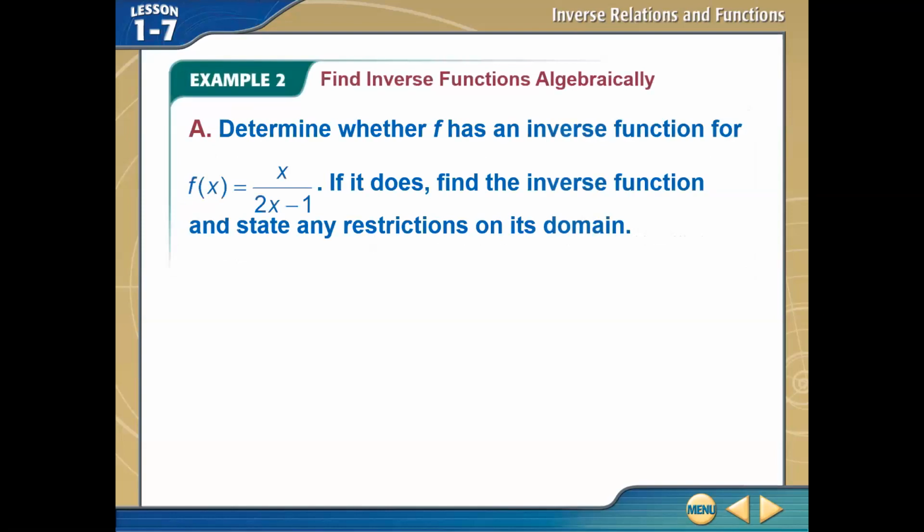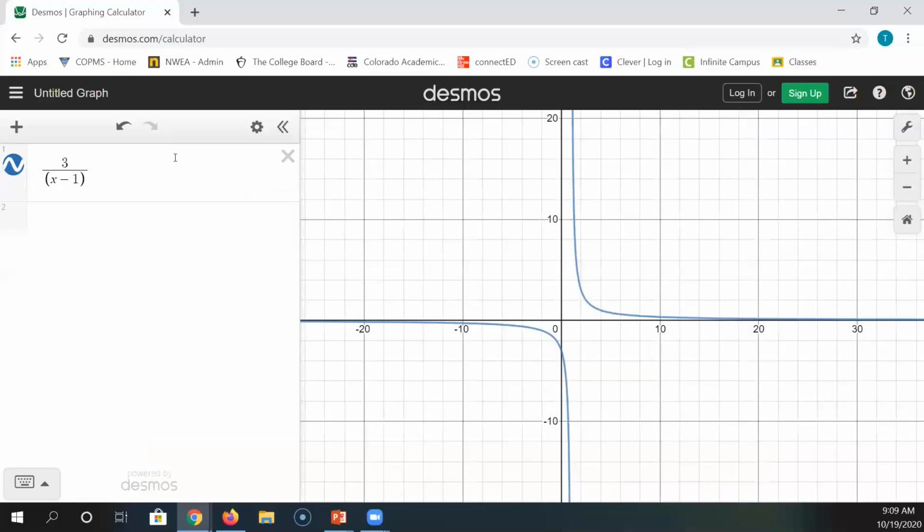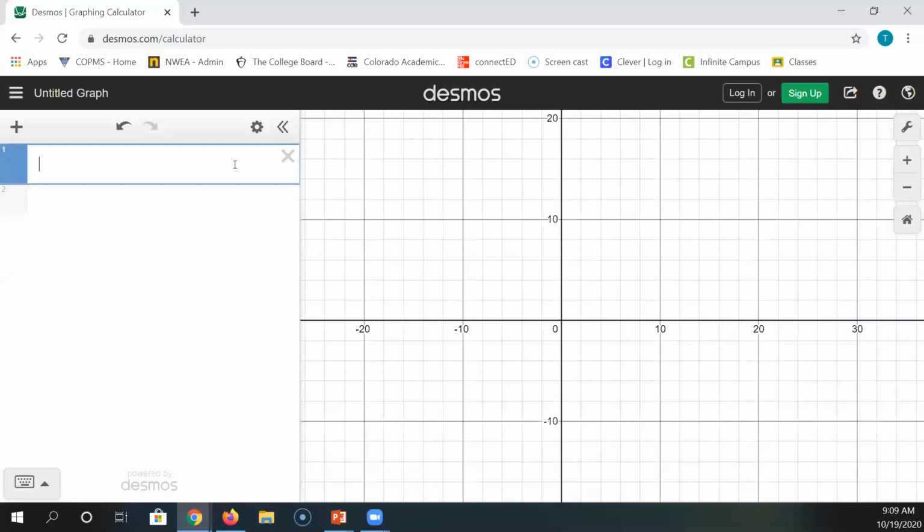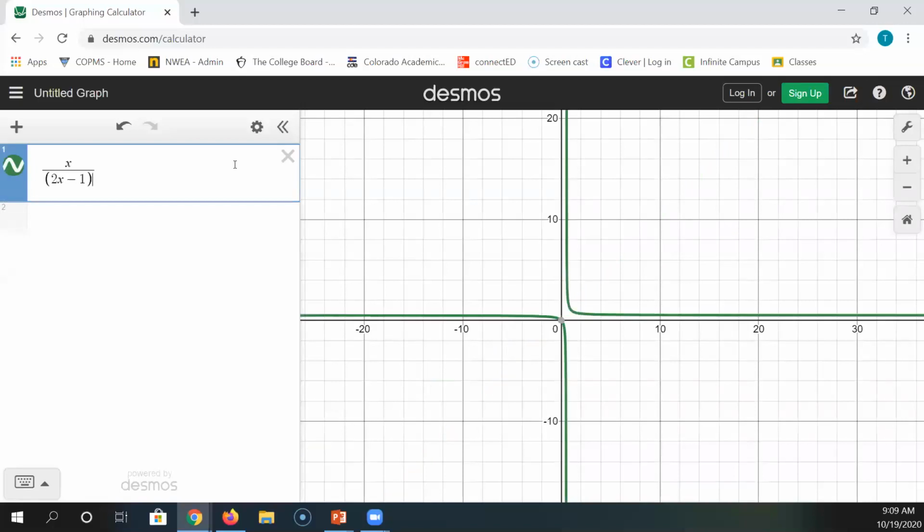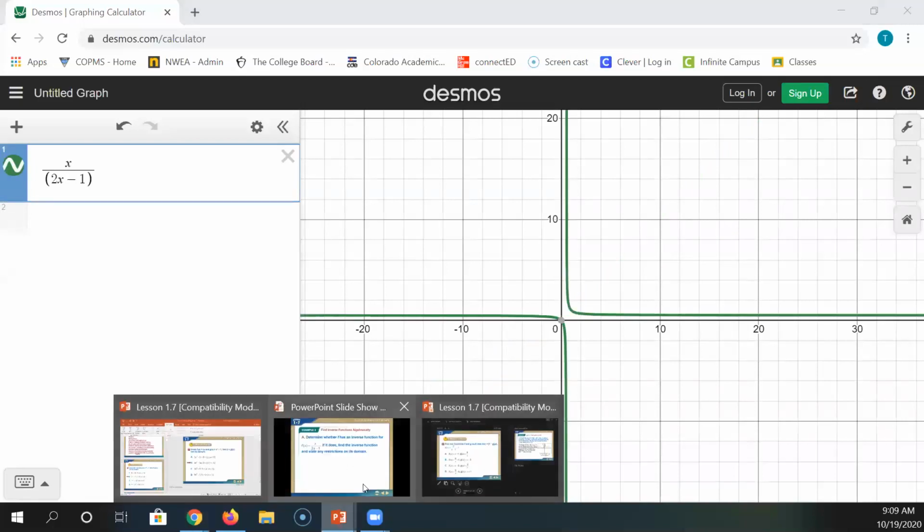Okay, determine whether f has an inverse function, f of x. So f of x is equal to x divided by 2x minus 1. So first thing, we'll graph it. x divided by quantity 2x minus 1. Double check myself once again.